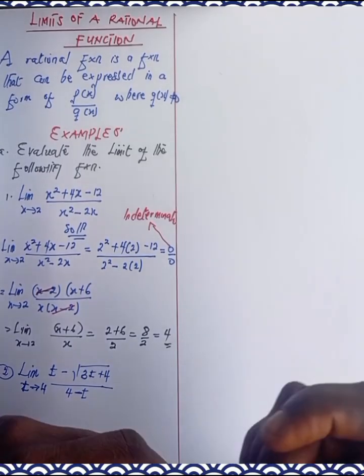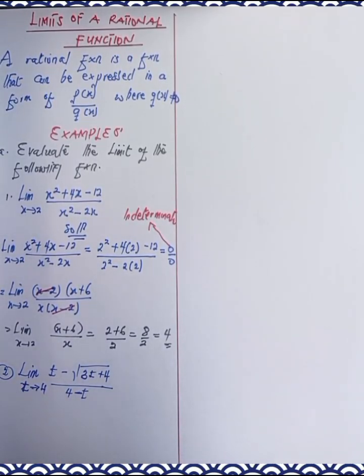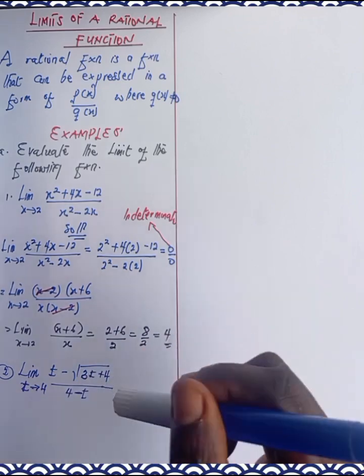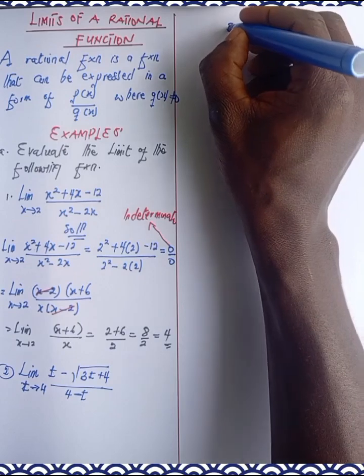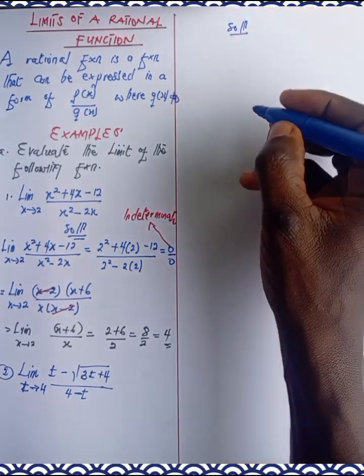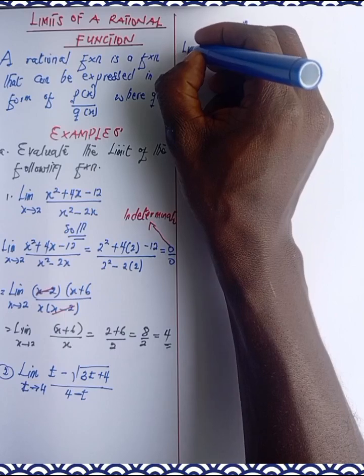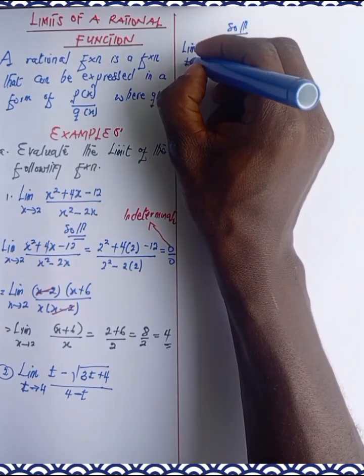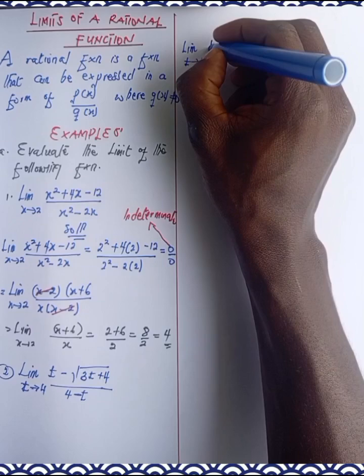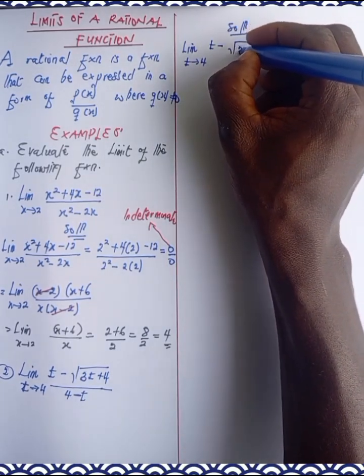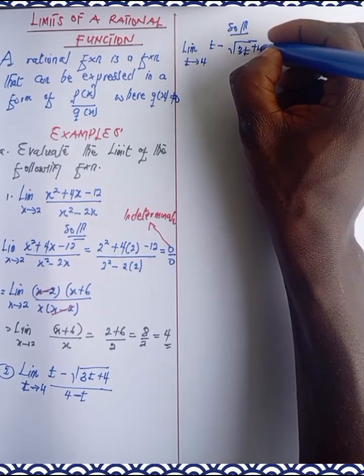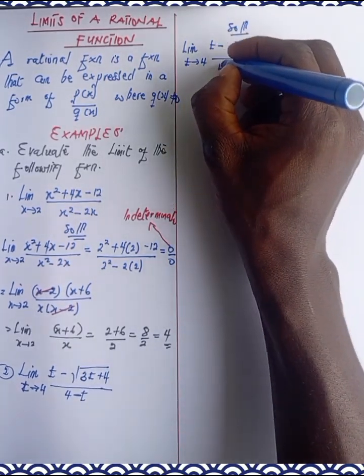Let's take the next example, example 2. So we have to look at the limit of this function as t approaches 4. The first thing that we are supposed to do is to just take the limit. So we have the solution: the limit as t approaches 4 of t minus root of 3t plus 4 all over 4 minus t.